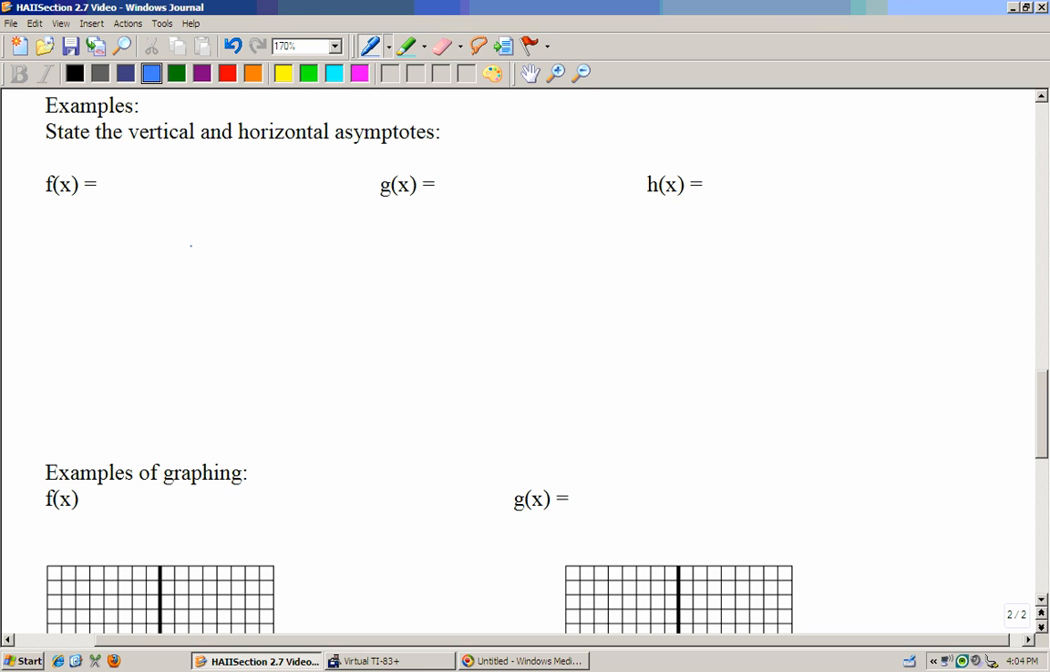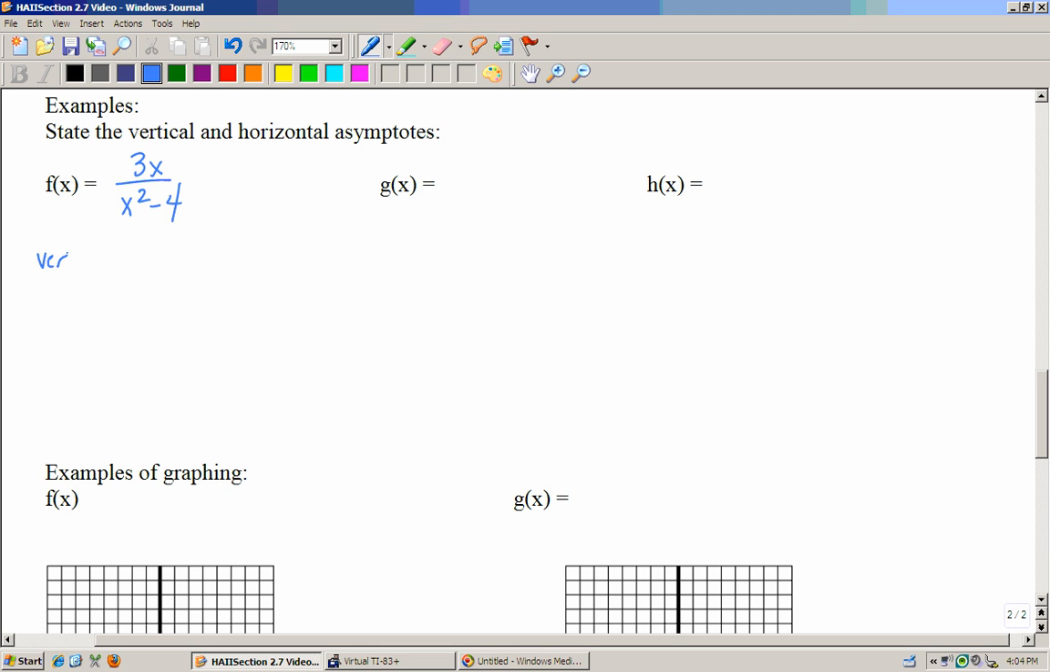All right, here are some examples of stating what the vertical and horizontal asymptotes are. You may want to put your little chart next to you to find out what you do in order to get each of these vertical and horizontal asymptote equations. An example of f of x is equal to 3x over x squared minus 4.